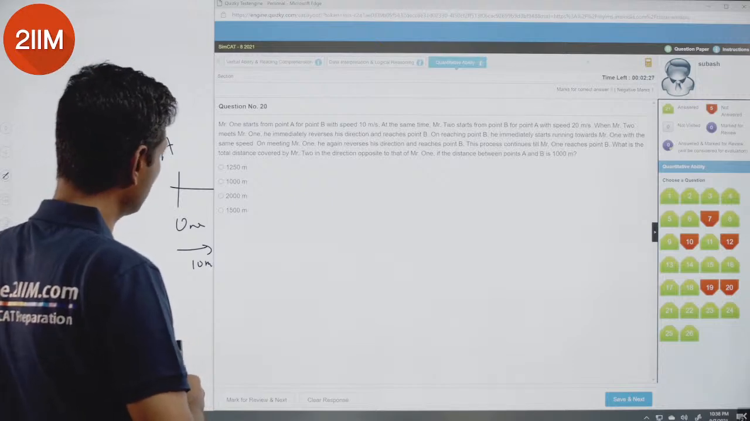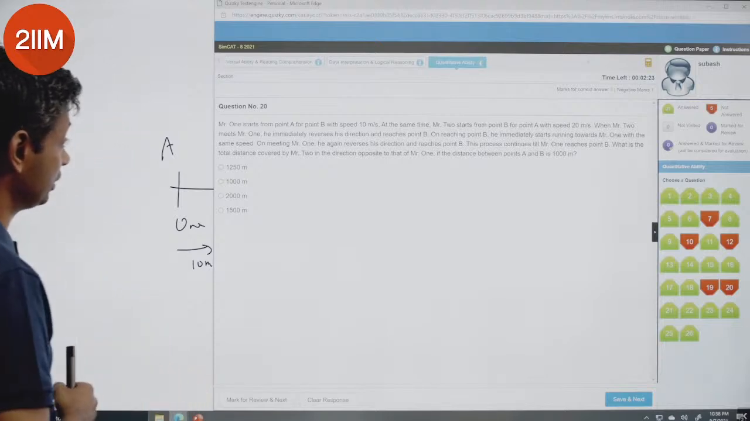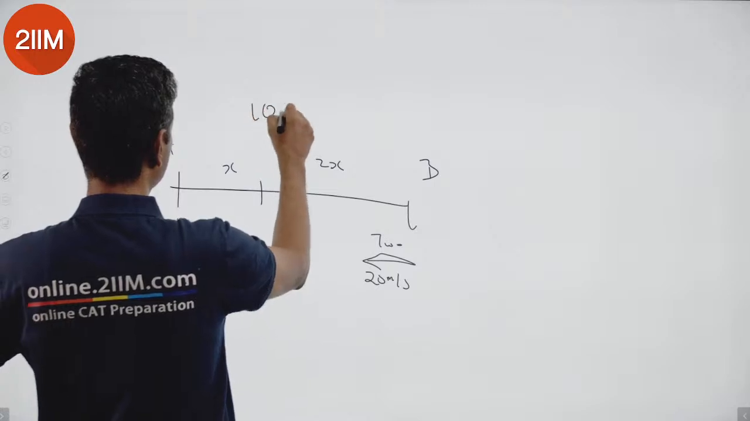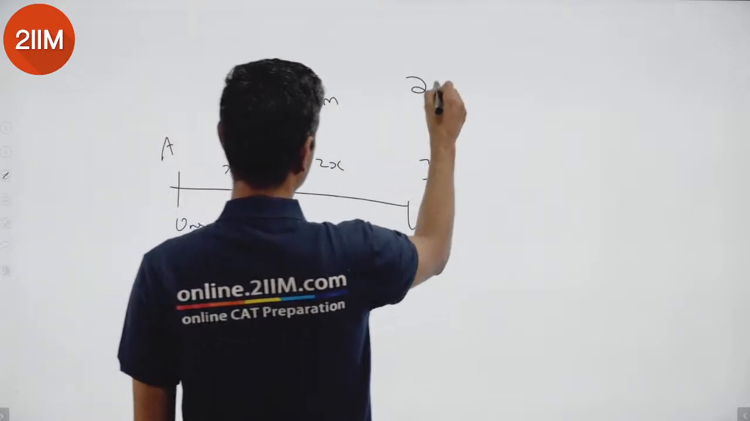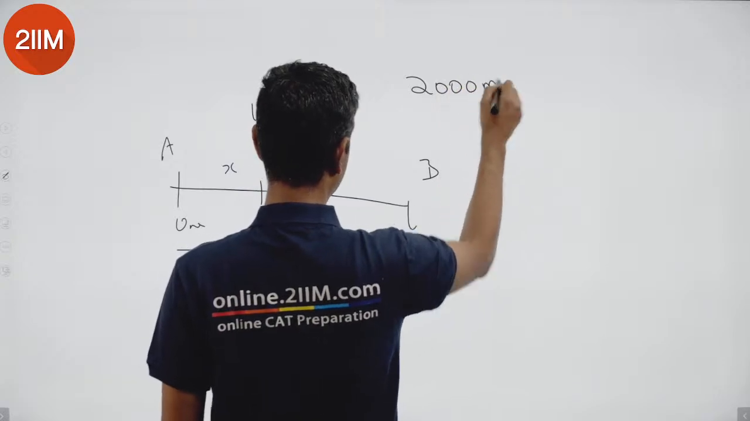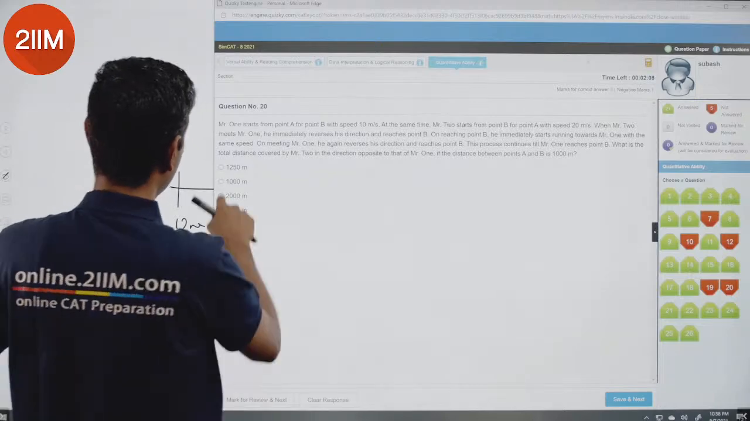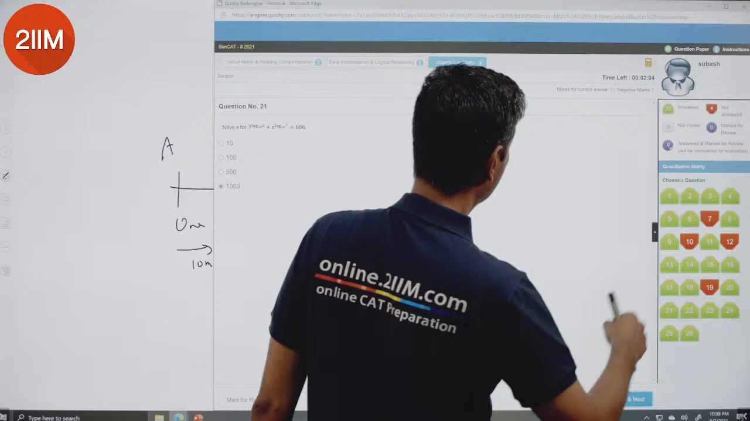What is the total distance covered by Mr. 2 in the direction opposite to that of Mr. 1? The distance between the points A and B is 1000 meters. A covers 1000 meters. In that time, B would have covered 2000 meters. He's traveling at twice the speed. He comes back to the same point. So half would be in this direction, half would be in that direction. Nice. I'm feeling very glad that I did go for this one.